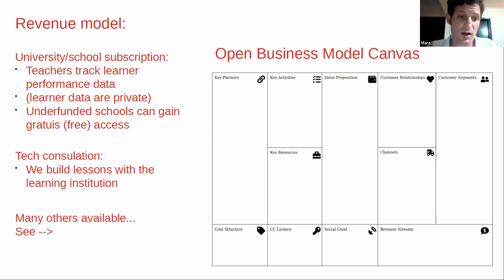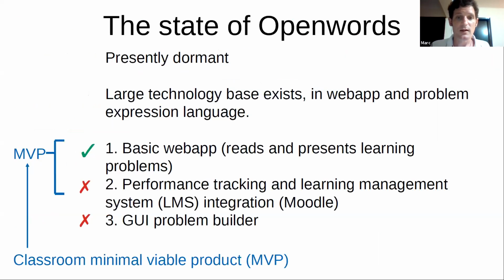And then the other revenue model that looked intriguing was tech consultation. In other words, we would build the lessons with them. We would become experts in our own technology and we would tailor it for them. And that one makes a lot of sense. That one doesn't quite scale as well as the first, but it's interesting. So those are a couple of the revenue models. There are many more, and if anybody has any questions, I'm happy to talk more about it.